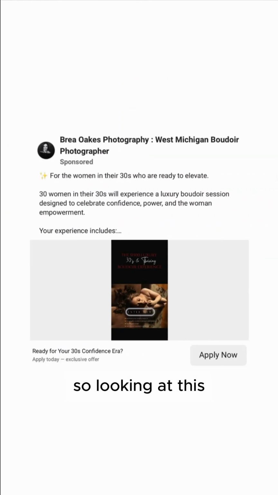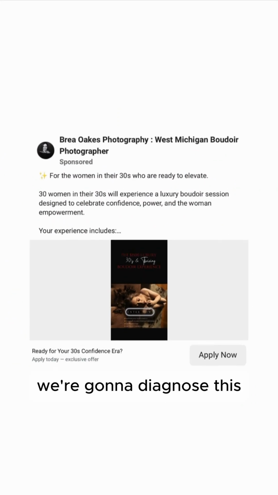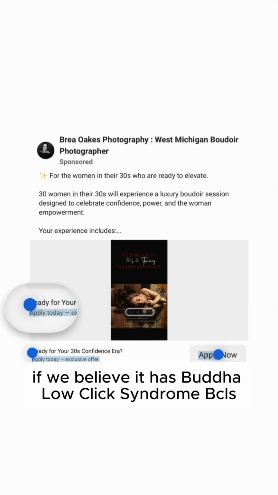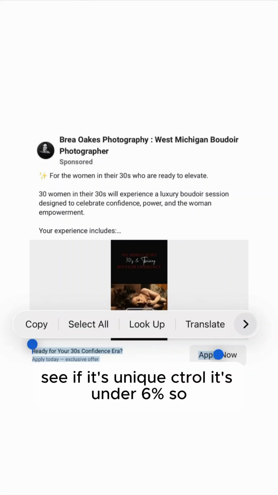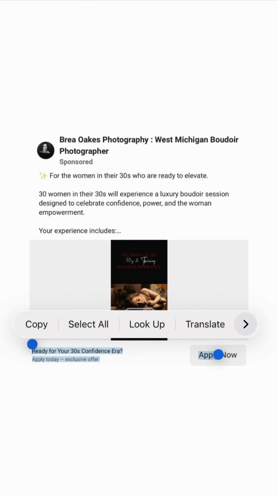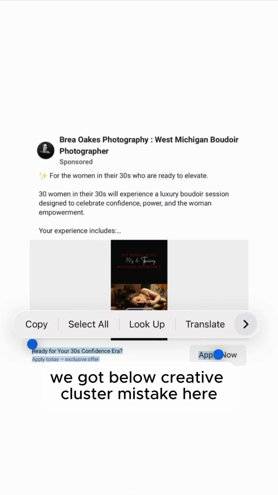So looking at this, we're going to diagnose whether we believe it has Boudoir low click syndrome, BLCS. See if its unique CTR is under 6%. Unique CTR, so let's see. We've got the little creative cluster mistake here.